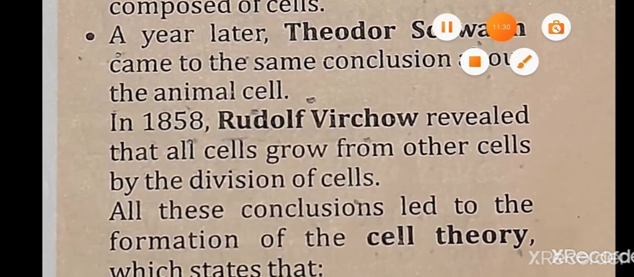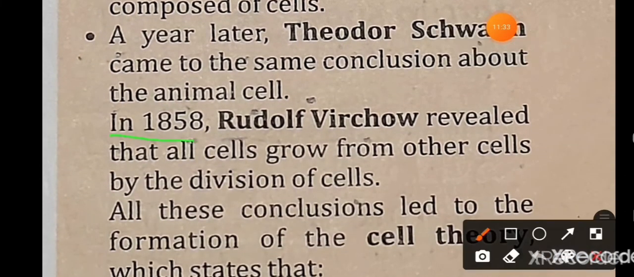The next point is, in 1858, Rudolf Virchow revealed that all cells grow from other cells by the division of cells. He observed that all cells grow from other cells by the process of cell division.